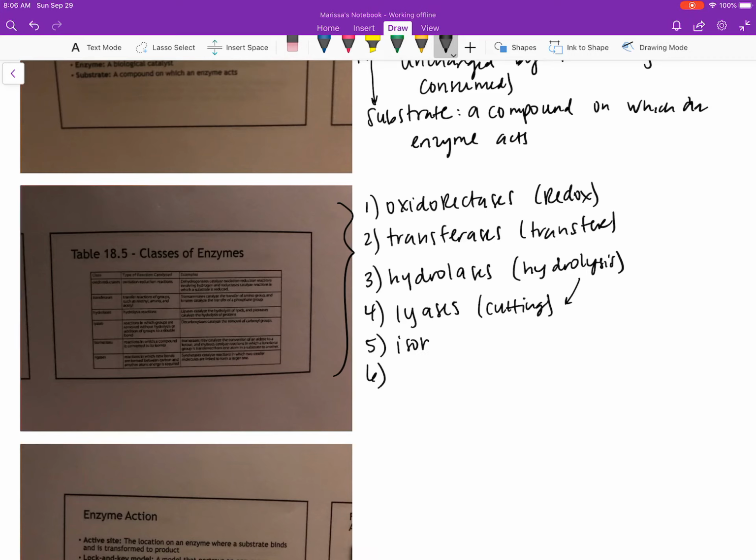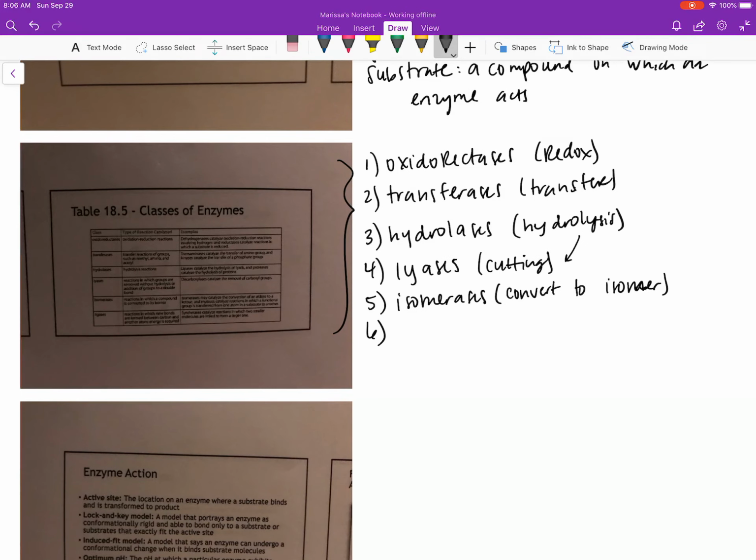Now, isomerases are going to be reactions where the compound itself is converted to its isomer. So if you think about the anomers we talked about with carbohydrates, the alpha and the beta, going from alpha to beta, those were isomers, or stereoisomers, we said, anomers of each other. So that's an example of something being converted from an alpha to a beta, from one something to something else. But structurally, it's going to stay the same.